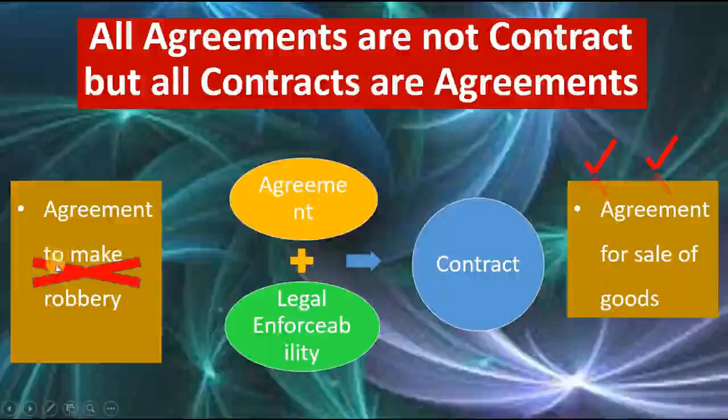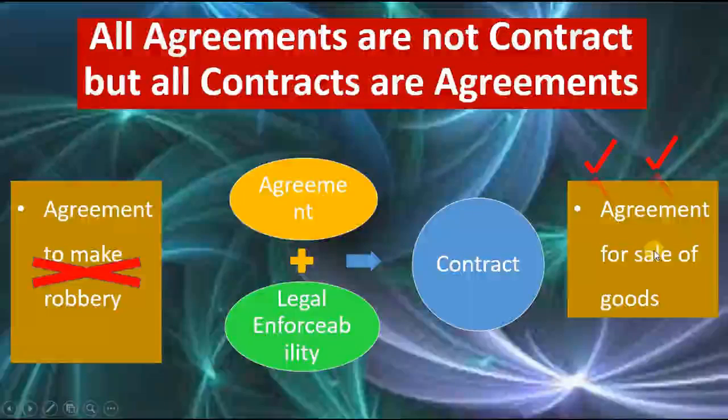Of course, an agreement between A and B to commit a robbery is an agreement, because the offer is there and the acceptance is there, so it can be called an agreement, but it cannot be legally enforceable. Is it possible to enforce it? No. So it is not legally enforceable. For that reason, it cannot be called a contract. It's an agreement, but it's not a contract.